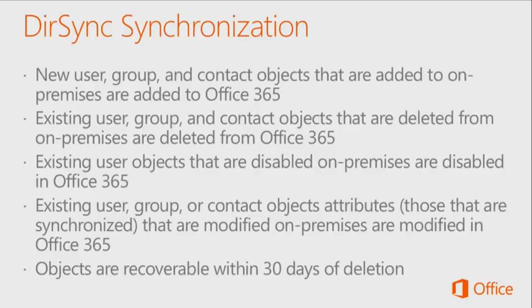Existing user objects that are disabled on-premise are disabled in Office 365. So if you right-click a user and disable it on-premise, it'll be disabled in Office 365. And object attributes that are modified on-premise are modified in Office 365. If you add a phone number or an address or a department to somebody on-premise, it will be synchronized up. And here's the big one. Objects are recoverable within 30 days of deletion. So if you accidentally delete a user, you've got 30 days to get them back. So you better remember that you deleted them and get them back pretty quickly.